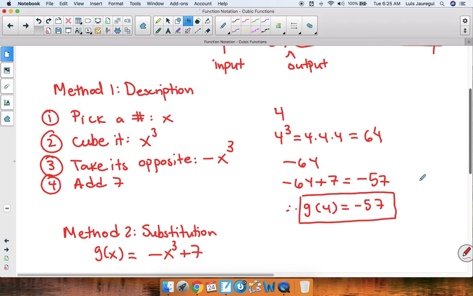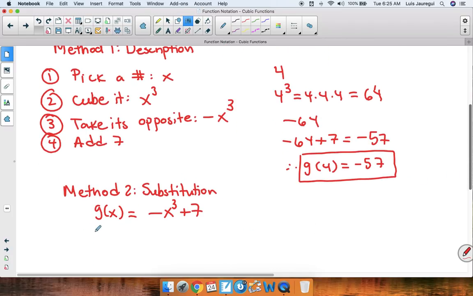Now, since we want 4 to be our input, we say, well, we have g of 4 is equal to the opposite of 4 cubed plus 7. Now, this gives you the opposite of 4 times 4 times 4 plus 7. Using the order of operations, we do what's in the parentheses first. So we have 4 times 4 is 16 times 4 gives you 64.